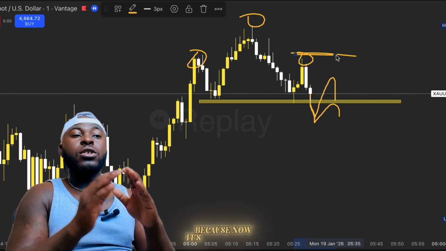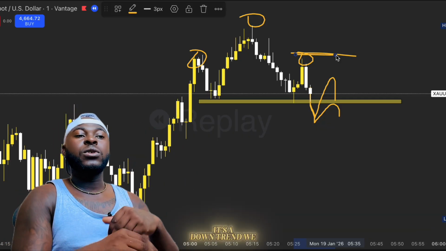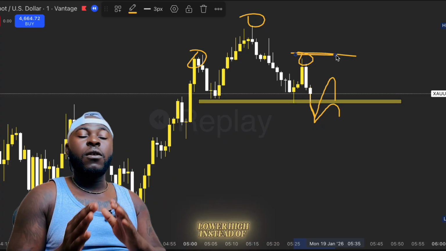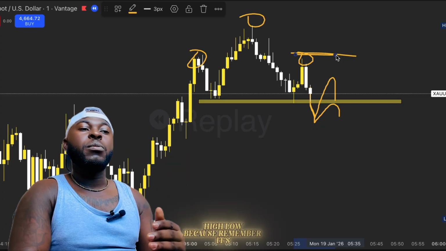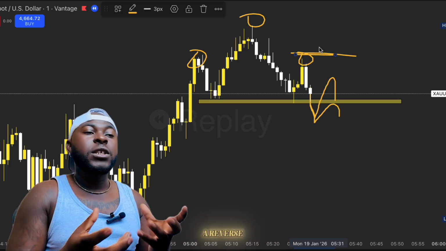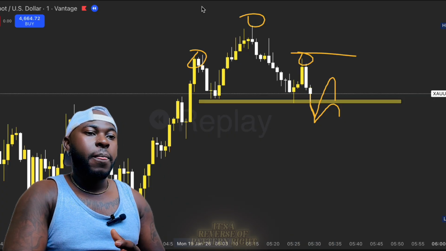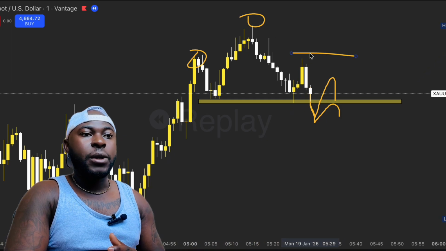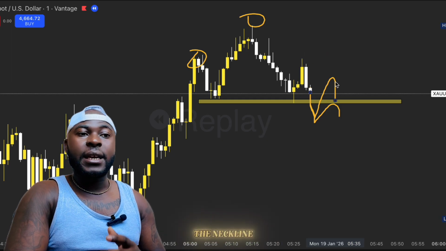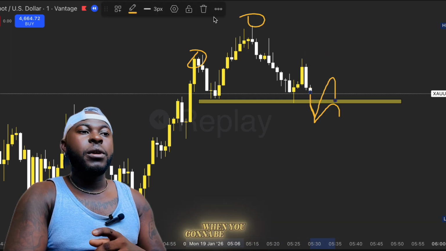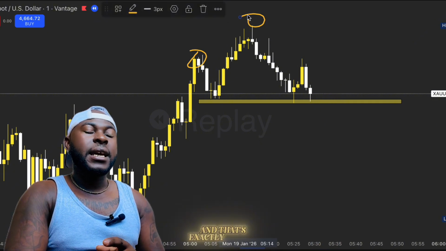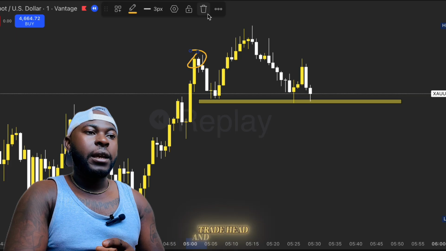Because now it's no longer an uptrend, it's a downtrend. We are now thinking of lower low, lower high, lower low, lower high, instead of higher high, higher low. Because remember, it's a reversal pattern, right? Now let me explain what is happening. Once the market breaks the neckline, that's when you're gonna be looking at selling opportunities, and that's exactly how to trade head and shoulder.